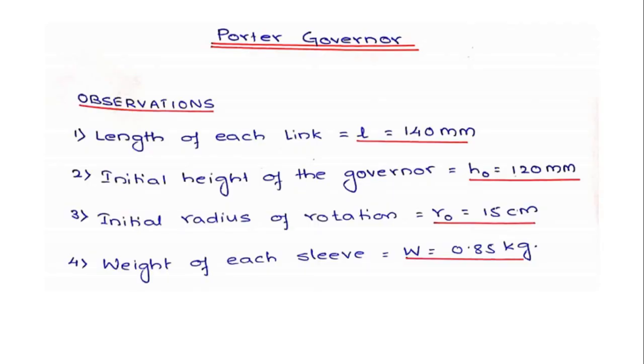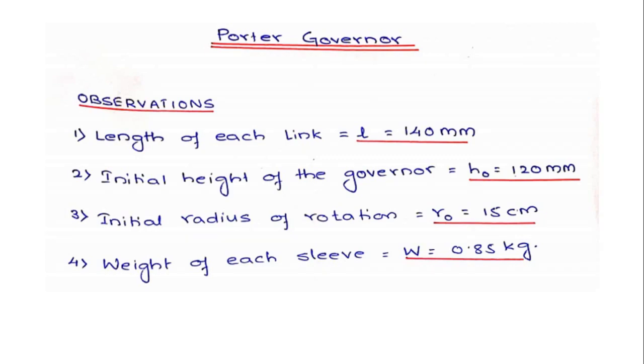Hello students, welcome to the observation and calculation part of the Porter governor experiment. Here on the screen you can see the observations noted down. Upon measuring the length of each link, we get 140 mm. We denote it as small l, and it will be used in the further calculations. The initial height of the governor is h0, which comes to 120 mm. The initial radius of rotation is r0, which is equal to 15 centimeters. The weight of each sleeve, W, is equal to 0.85 kg.